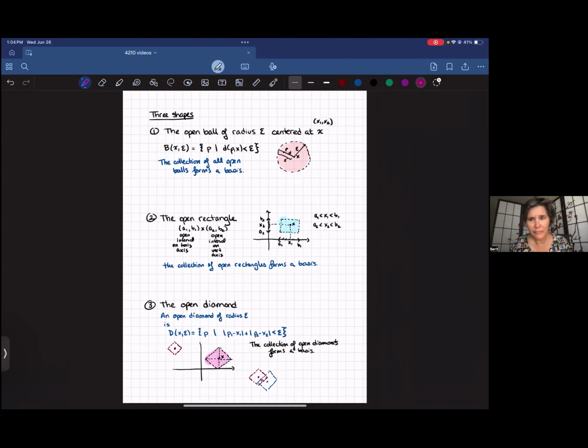So these are three different possible bases for a topology on R2. In a later video, we're going to talk about what topology is generated by each one of these three. But for now, I just wanted to define these three terms.